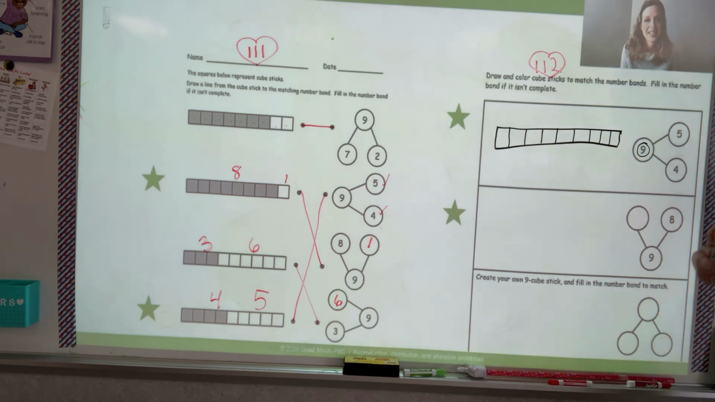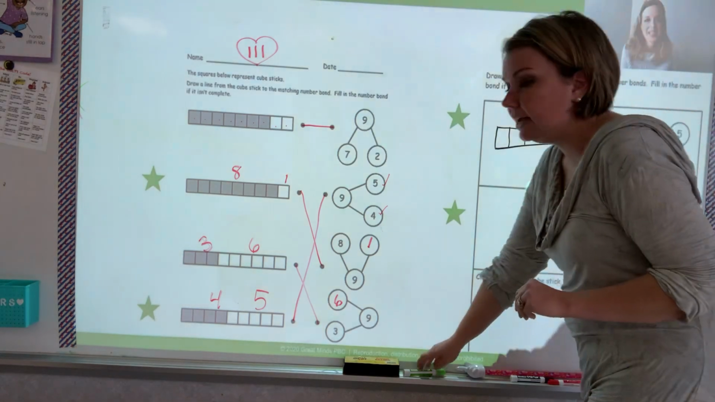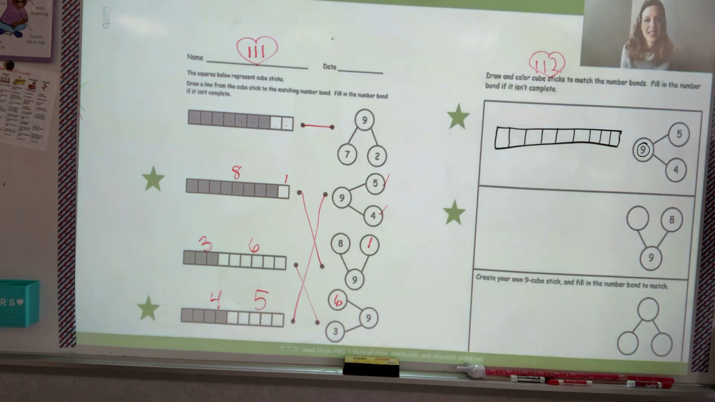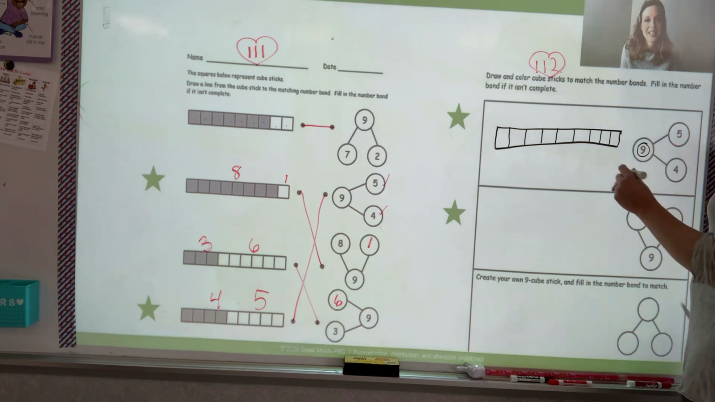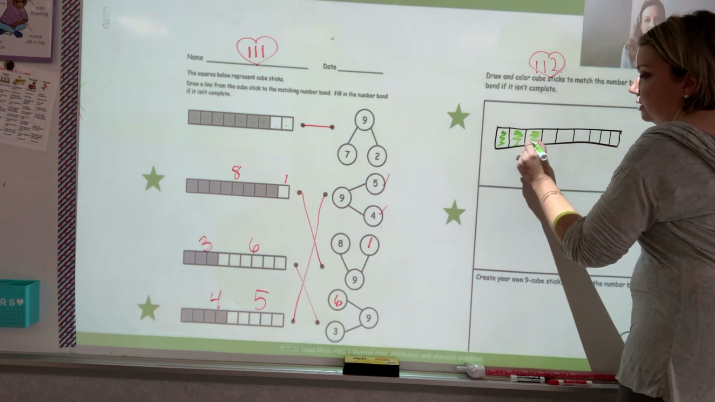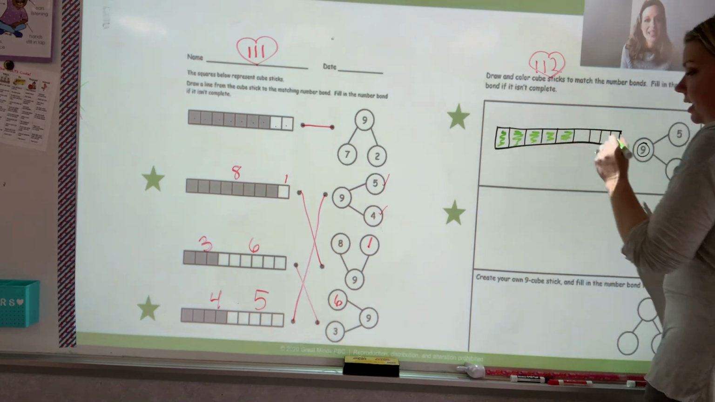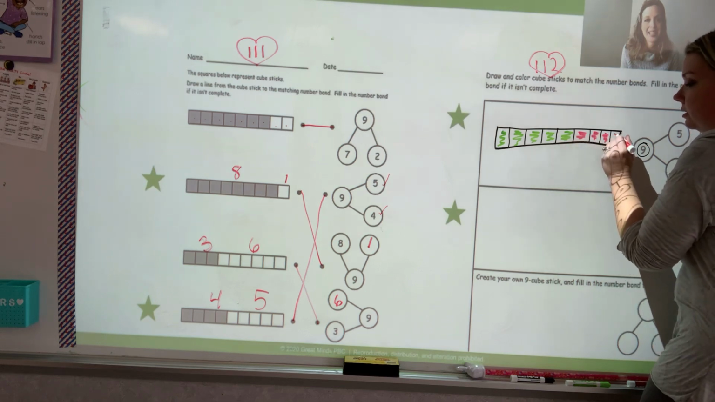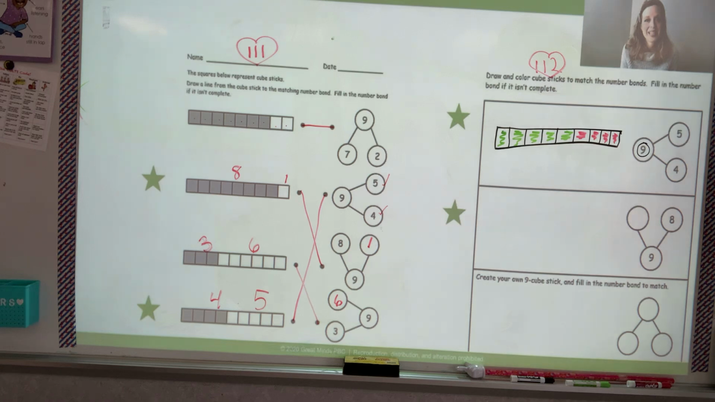What am I going to do now? Someone raise their hand and help me with this. What do I do? Let's do Carolyn. What do I do? Color. So how many am I going to color? 5. Yeah. One part is 5, so let's say I make 5 green. And the other 4, I might make that red. You pick the colors you want to use. Now I have a cube stick to match my number bond.